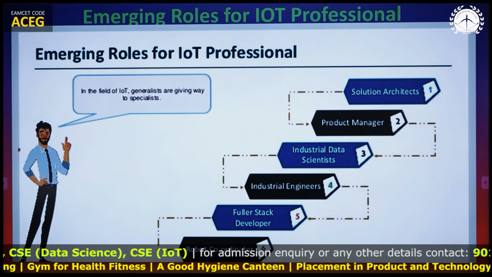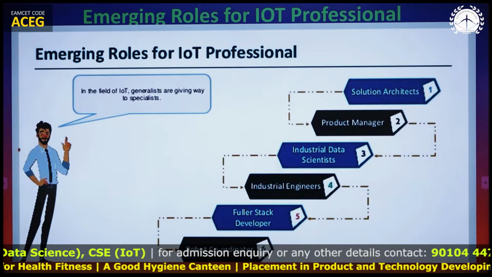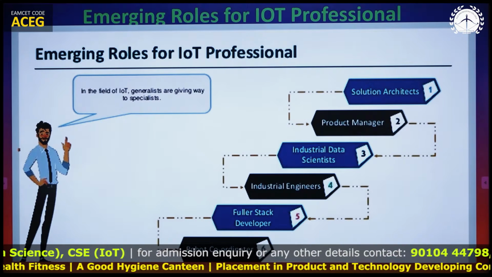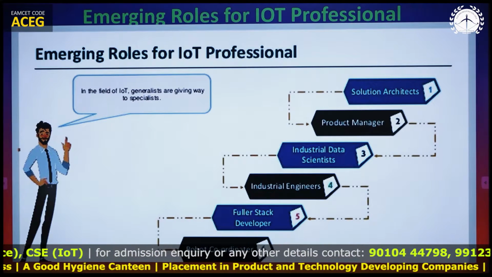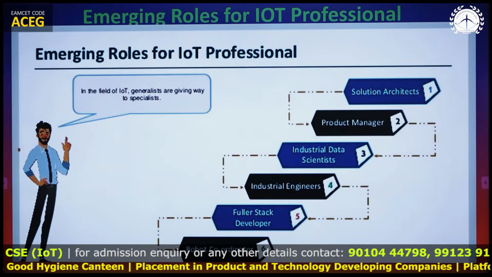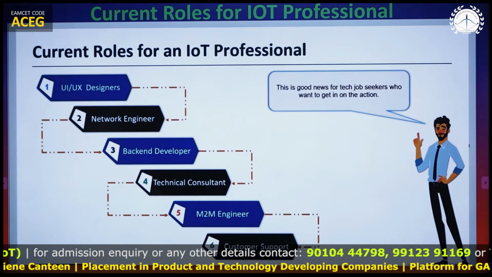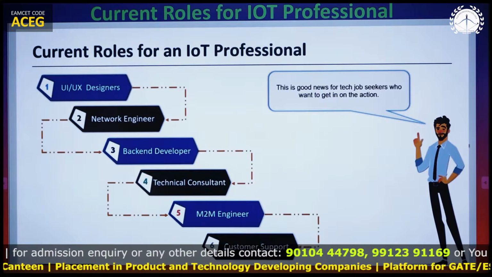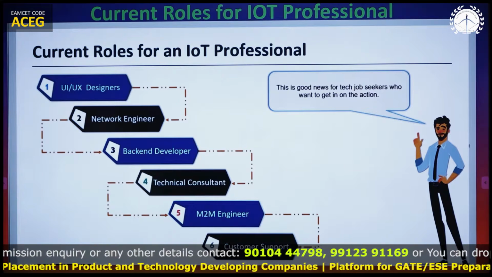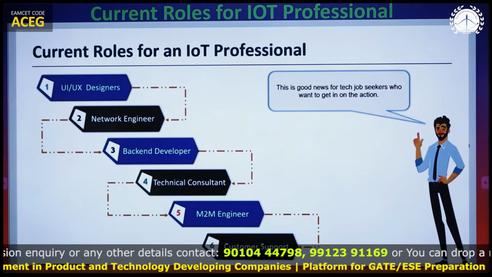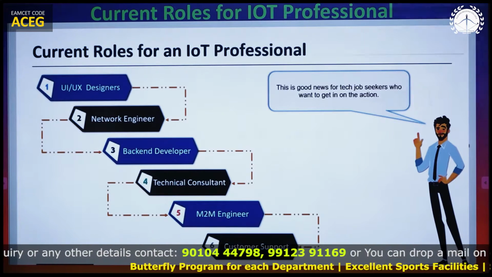Emerging roles for IoT professionals. If you study IoT as a professional, your importance is required at every stage of development: as a solution architect, product manager, industrial data scientist, industrial engineer, full stack developer, robotic coordinator. Current roles for IoT professionals include customer support, M2M engineer, technical consultant, back-end developer, network engineer, and UI and UX, user interface and user experience designers, who need IoT knowledge.